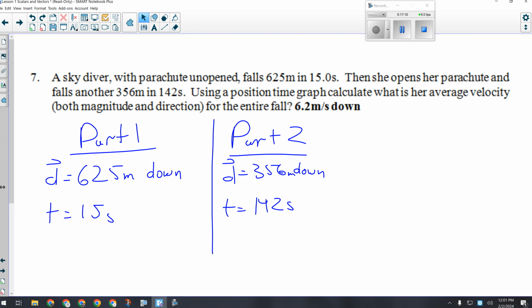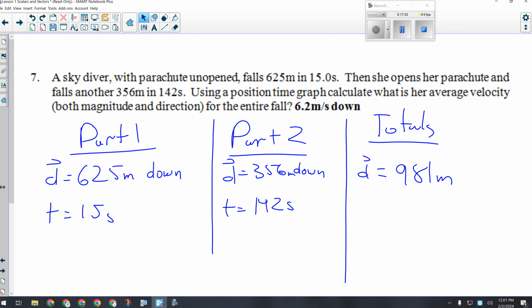They want the average velocity, magnitude, and direction for the entire fall, so that means I need the totals. I need the total displacement. What do we do with those two numbers to get that? Add them. Just add them. They're in the same direction. They're both down, so I can just add them like they're positive. All right, so I think that comes out to 981, yeah? Am I right? Yeah, I shouldn't do it on that because I'm only right half the time. Okay, and then I'm pretty sure this one's 157 then. Okay. All right, so I've got my total displacement and my total time.